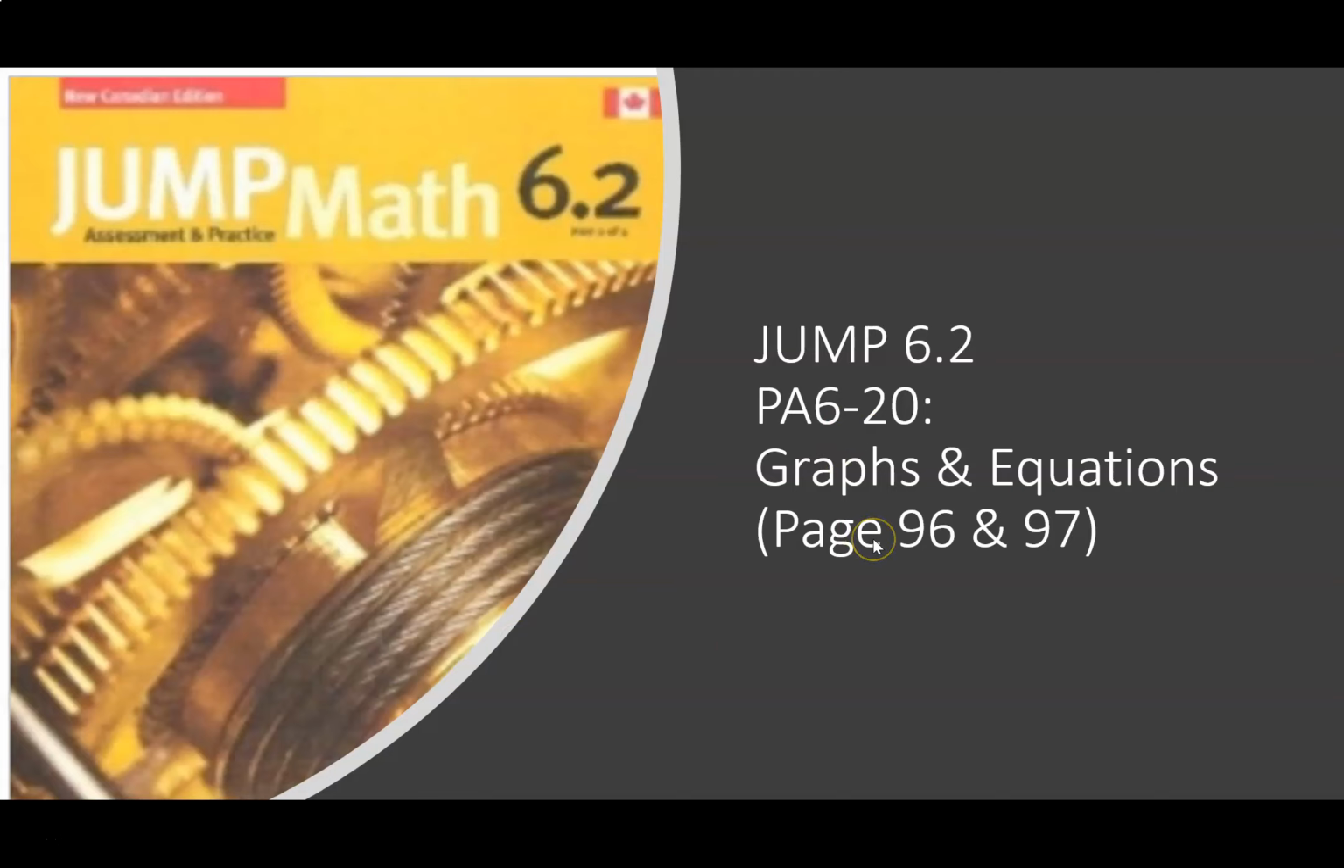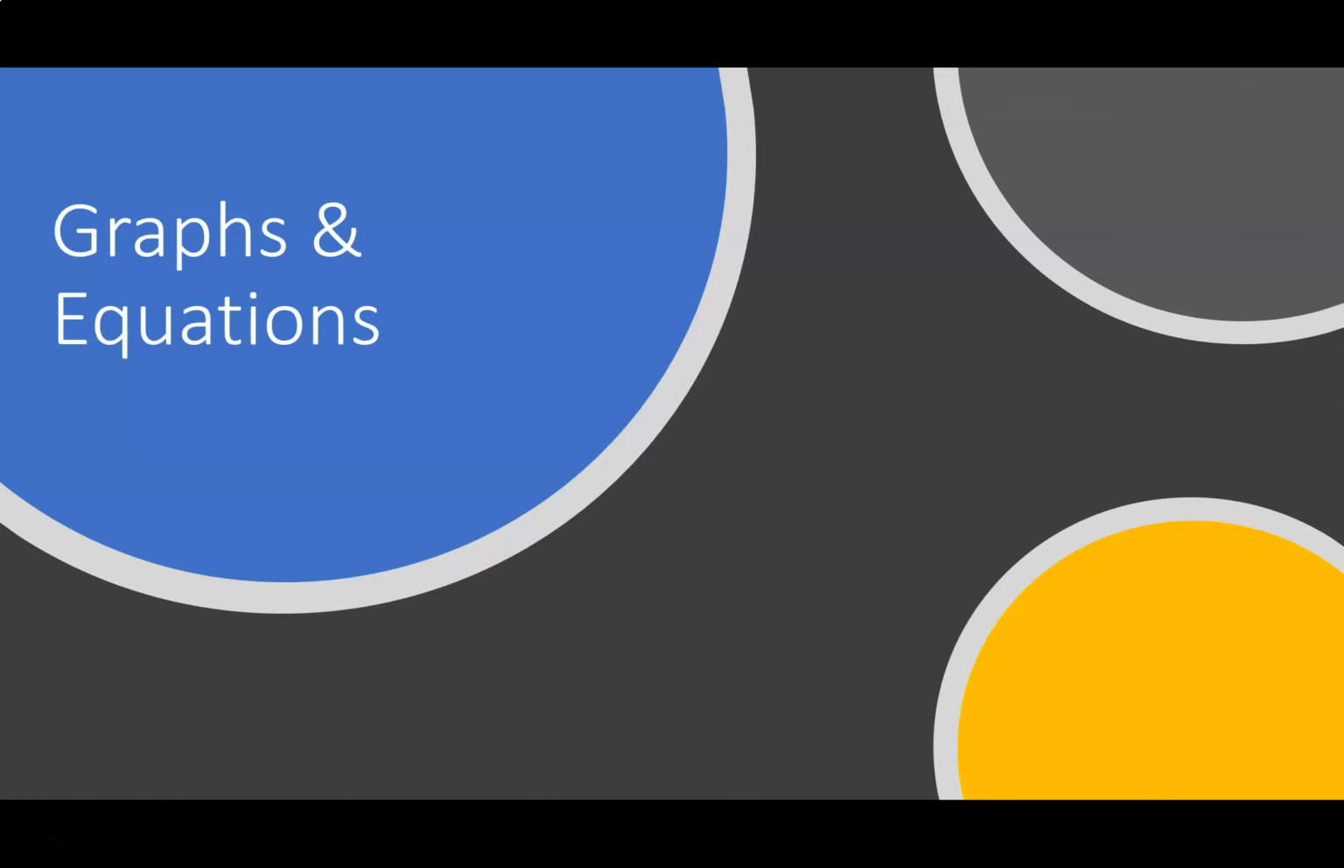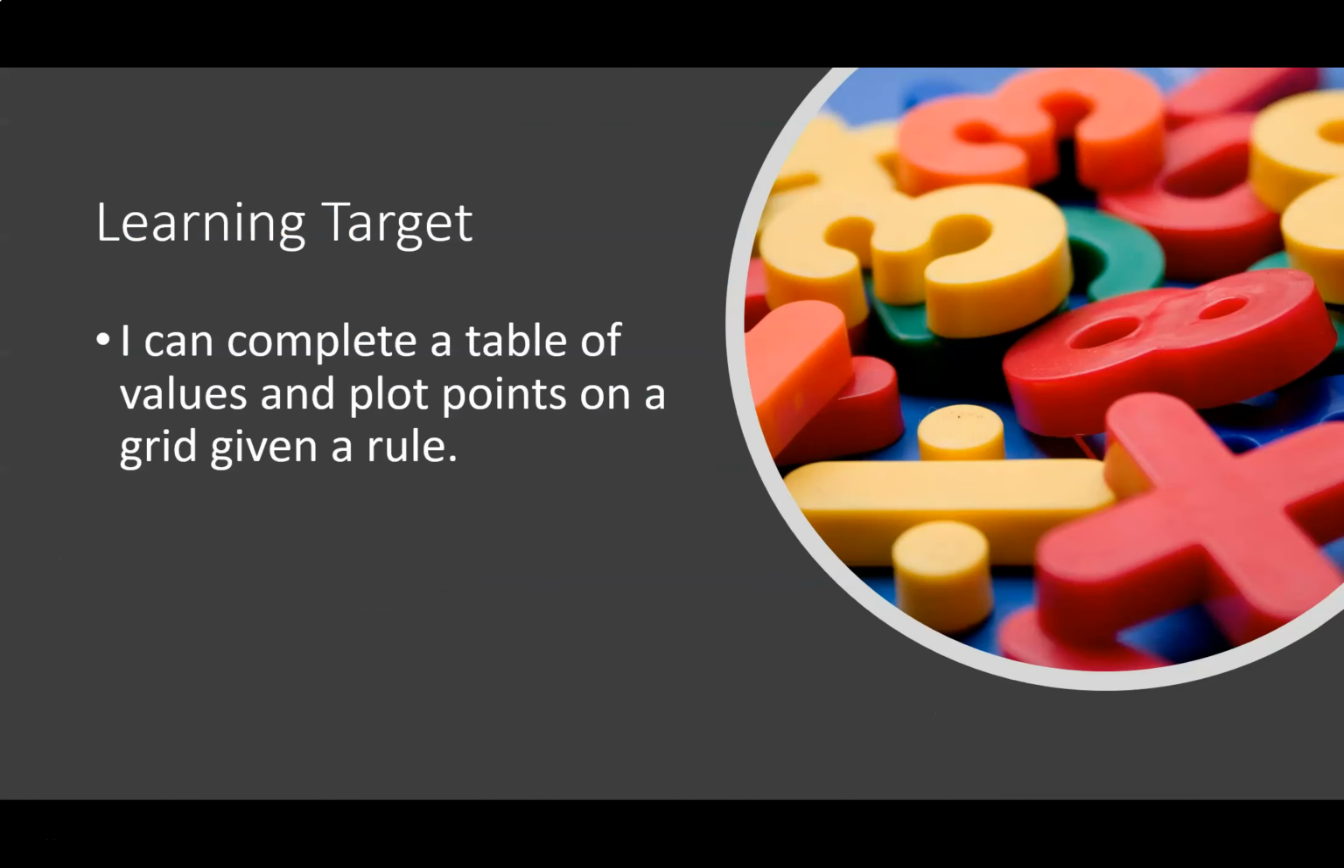This lesson is called Graphs and Equations and it is on page 96 and 97 in your Jump Math book. Today your learning target is: I can complete a table of values and plot points on a grid given a rule.